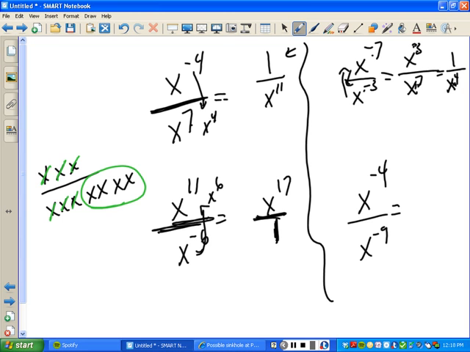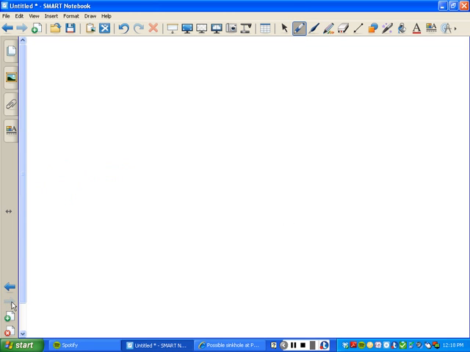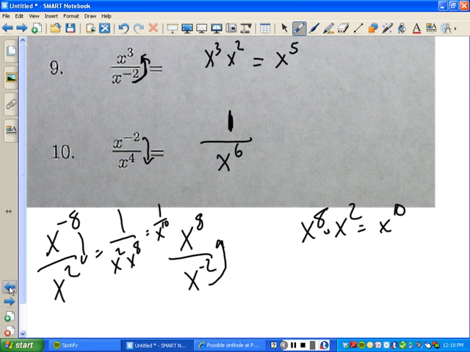Okay? X to the negative 9 goes where? To the top. X to the negative 4 goes. Now you guys subtract, right? So it's 9 minus 4. Now is it going to be on top or bottom? On top because that's the bigger number. X to the 5th is on top. Okay. We straight on that? All right. So that's the answer to the first 10.